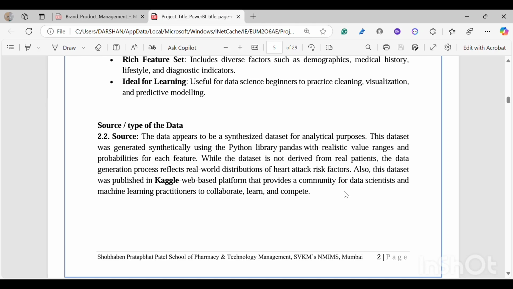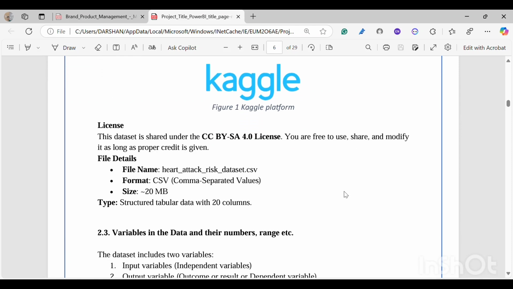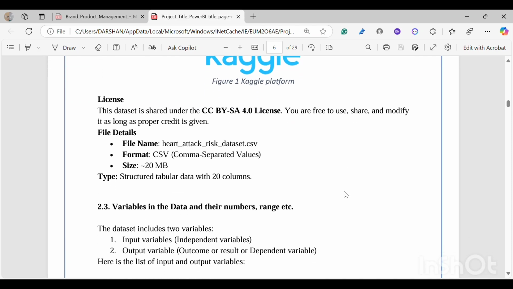As for the source, this data set is taken from Kaggle, a web-based platform that provides a community for data scientists and machine learning practitioners to collaborate, learn, and compete. As you can see, the file details are mentioned clearly. The data set is in CSV format, and to incorporate it into Power BI, we need to click on Get Data and then select Text or CSV file. By clicking on that file, we can directly access our file in Power BI.